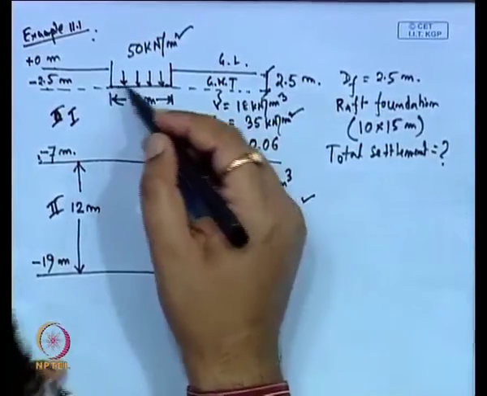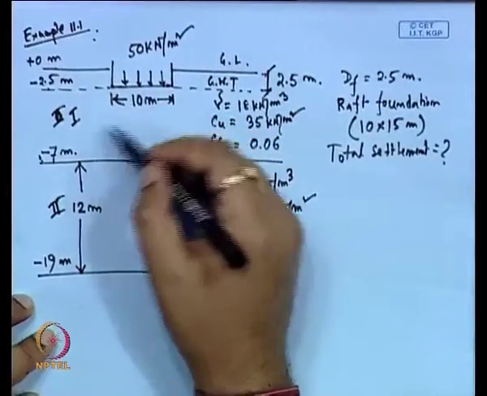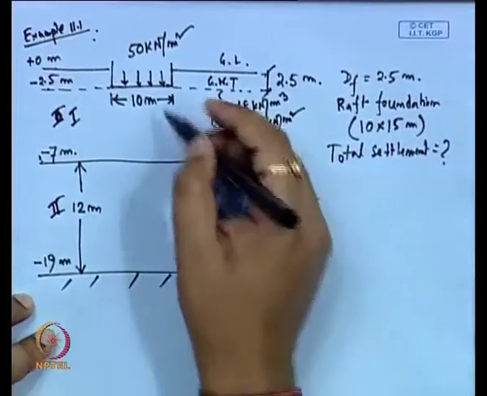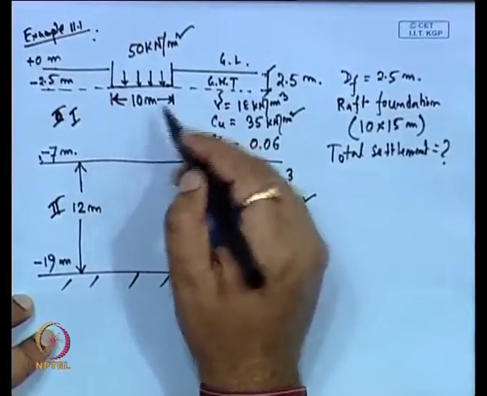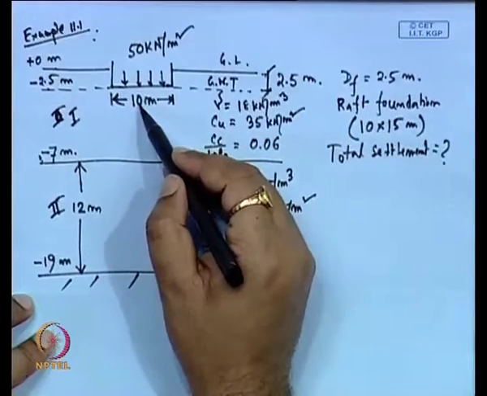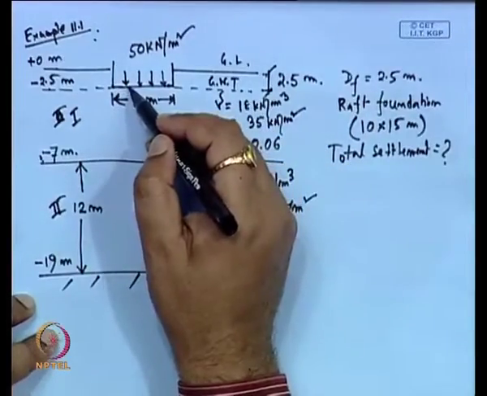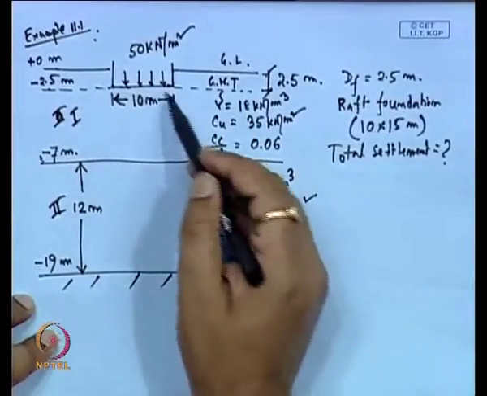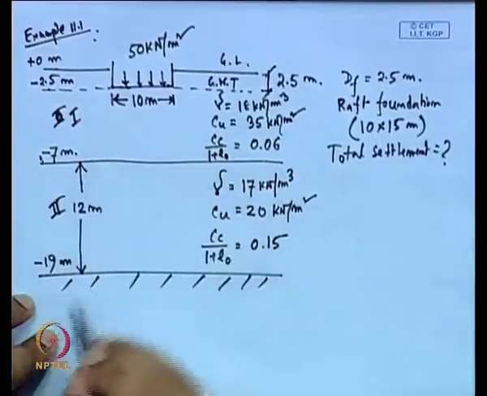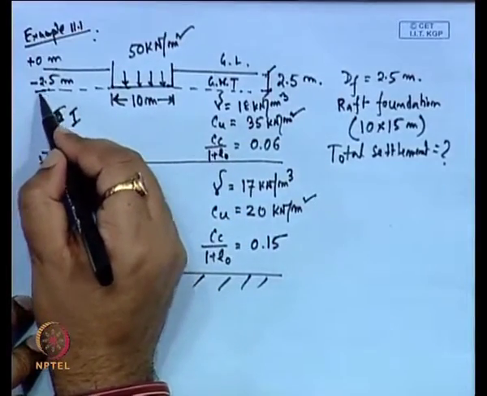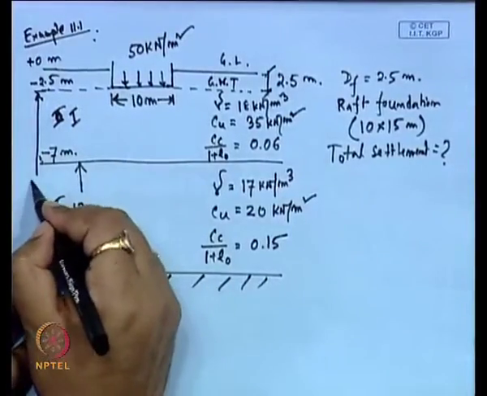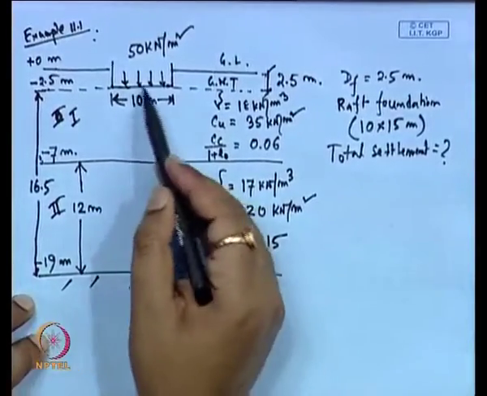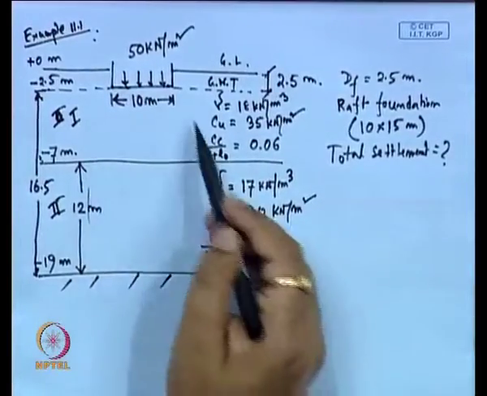Now, as I have mentioned, for the settlement calculation, this one here is the hard strata or the rock. So, the influence zone for the settlement calculation is twice B, and B here is 10 meter. So, the influence zone will be 20 meter, but below the base of the foundation. The total thickness of the soil layer from the base of the foundation is 16.5, and the influence zone is 20 meters. So, we will consider this total soil layer.